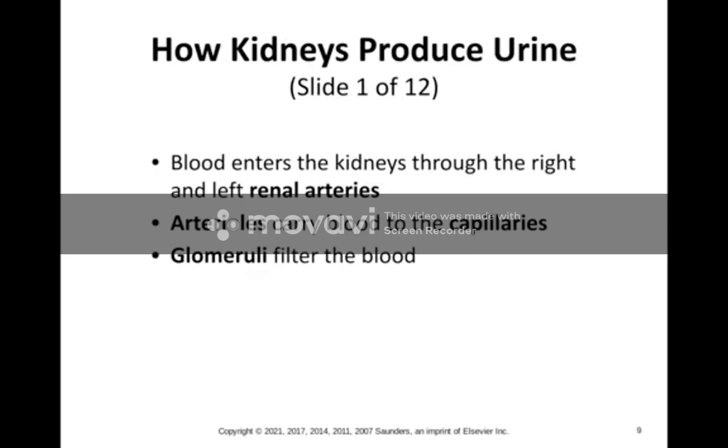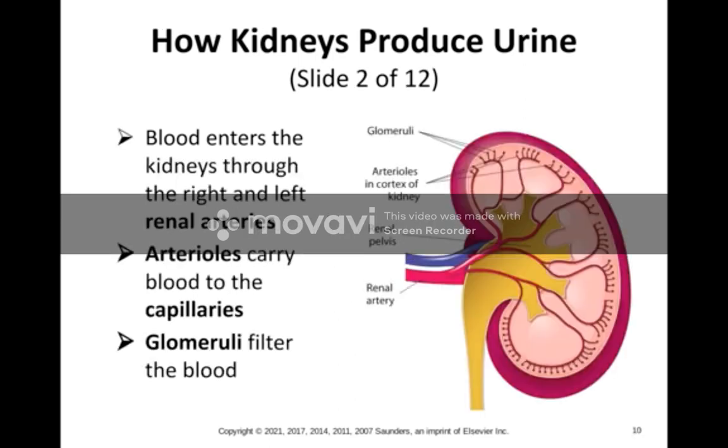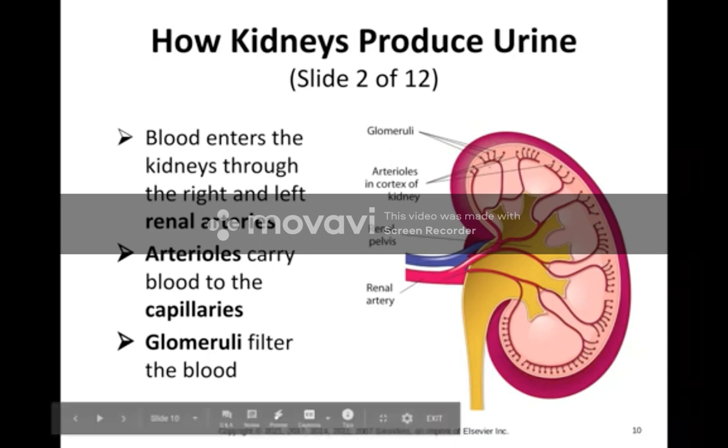So how do kidneys produce urine? Blood enters the kidneys through the right and left renal arteries, and then the arterioles carry blood to the capillaries, and the glomeruli filter the blood. Here's a renal artery, and then a renal vein. The arterioles carry blood to the capillaries, and on the end of there is the glomeruli, which filters the blood.